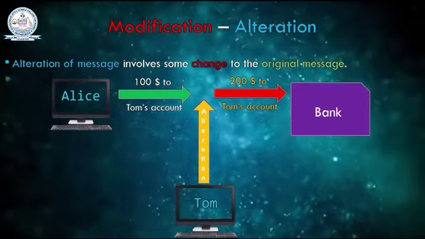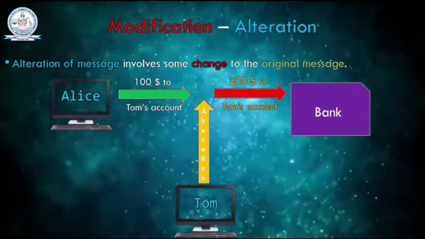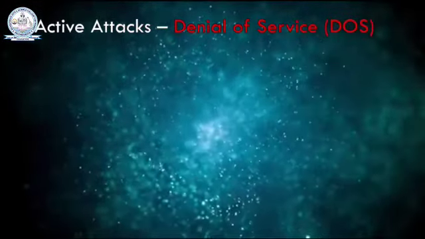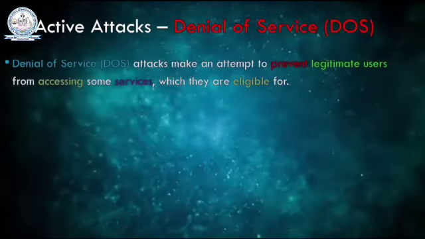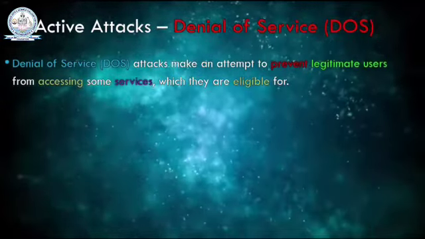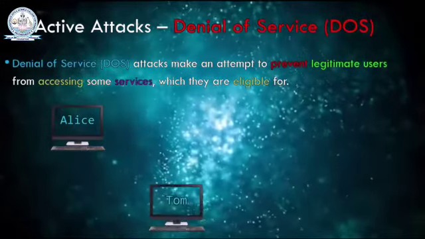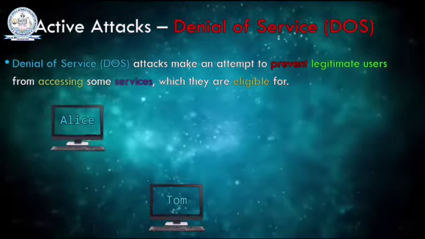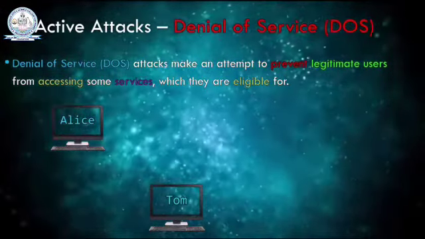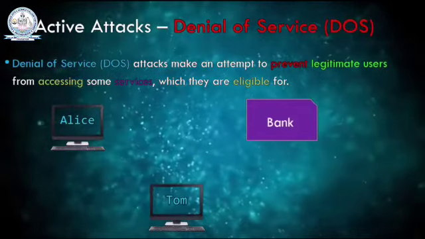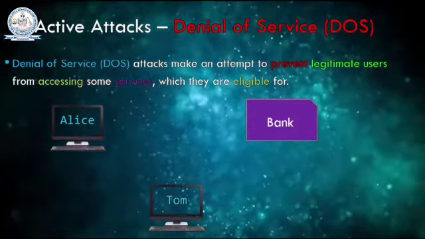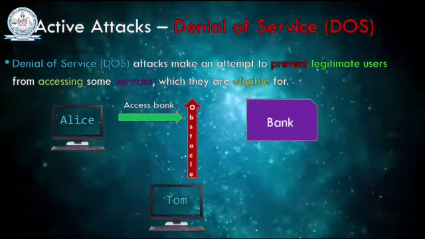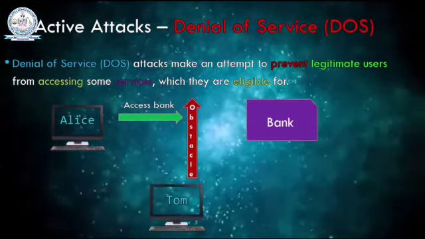Let's have a look at another type of active attack, that is the denial of service attack. Denial of service attacks make an attempt to prevent legitimate users from accessing the services they are eligible for. Alice is a legitimate and valid user who accesses the bank to transfer an amount. Here Tom interrupts the bank and hacks it to gain access in place of Alice. The bank provides all facilities to Tom without Alice knowing. This is a good example of a denial of service attack.